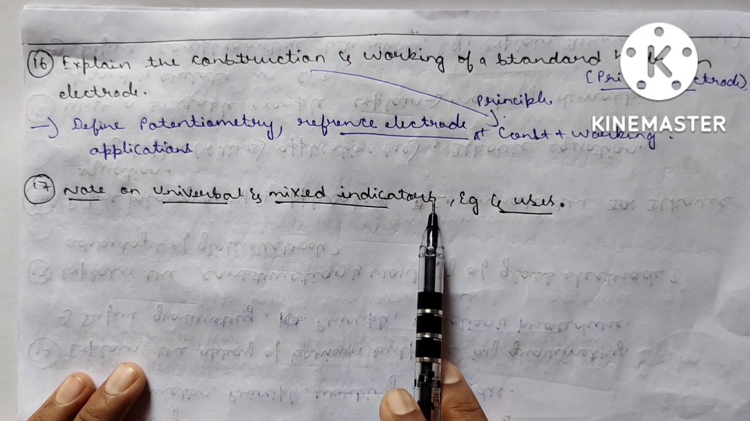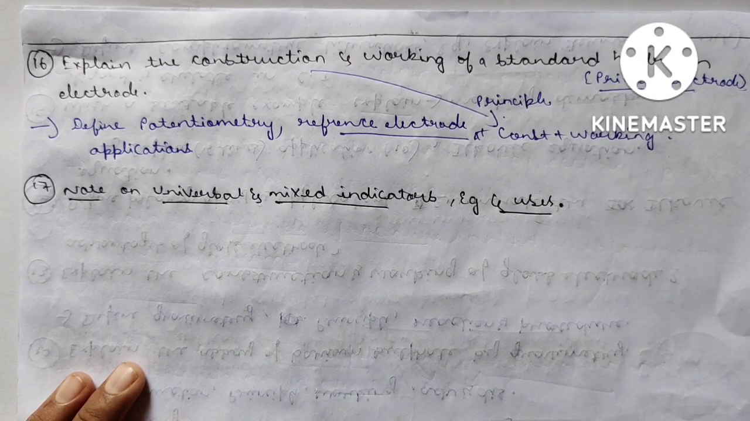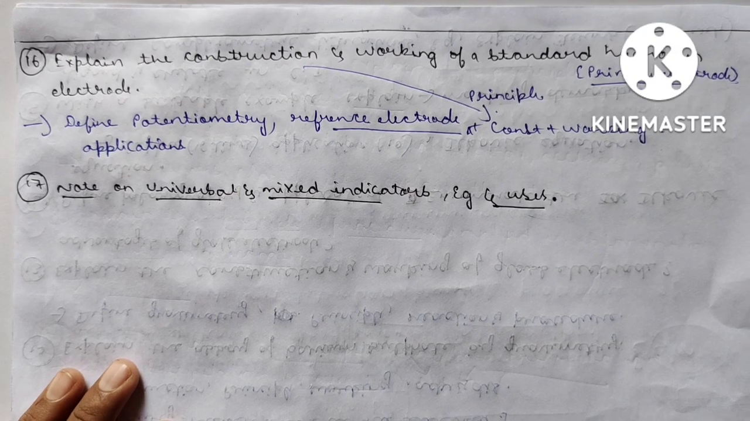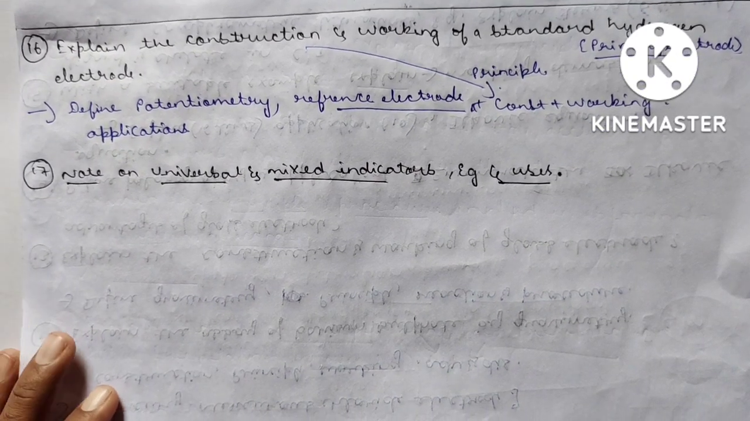This is also a very important question. From the top 4 questions, this question will be there. Universal and mixed indicator, with your example and uses, is also very important.